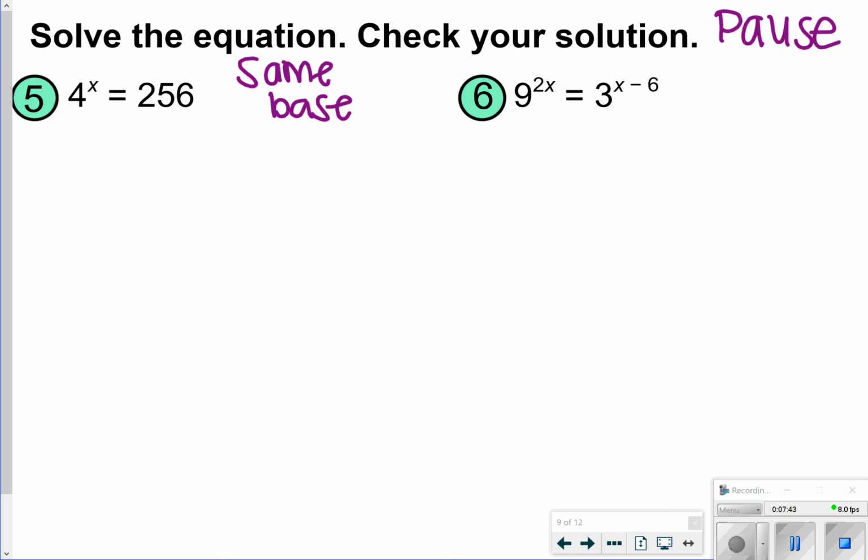So for number 5, we can rewrite this as 4 to the x is equal to 4 to the fourth power, because 4 to the fourth power gives us 256, so x is equal to 4.